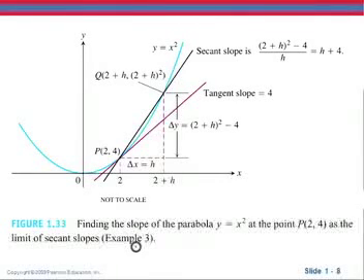If we look at this picture, you'll see we develop the secant slope as they did at the top, which is h plus 4. As h becomes closer and closer to 0, then our tangent slope will become 4. You can see the picture here. The pink line is the tangent line to the parabola at the point 2, 4.